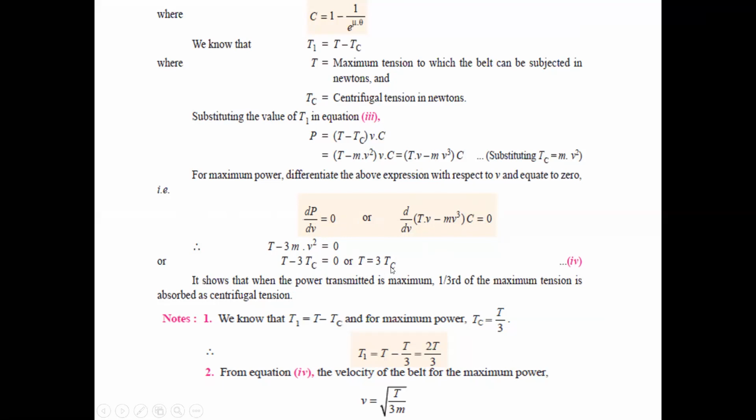So when the power transmitted is maximum, 1/3 of the maximum tension is absorbed as centrifugal tension. We know that T1 equals T minus Tc. In our case, in this equation we may substitute for Tc, so then T1 equals 2T by 3.